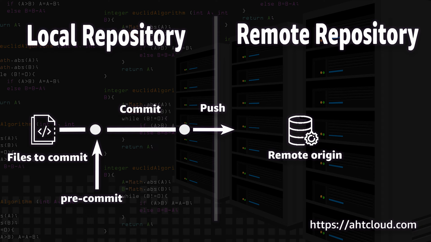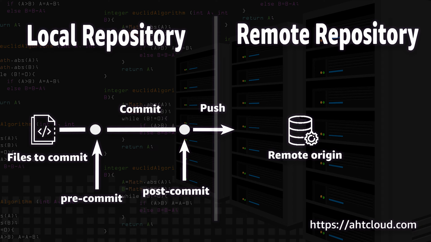After your code is committed, a post-commit hook runs. Now, you can use this hook to run, for example, unit tests or other tasks that you want before code is actually pushed to your remote repository.